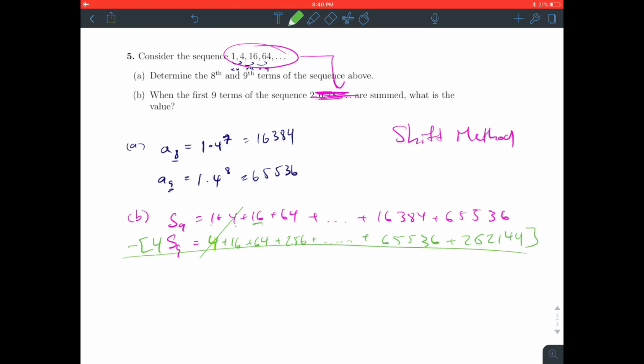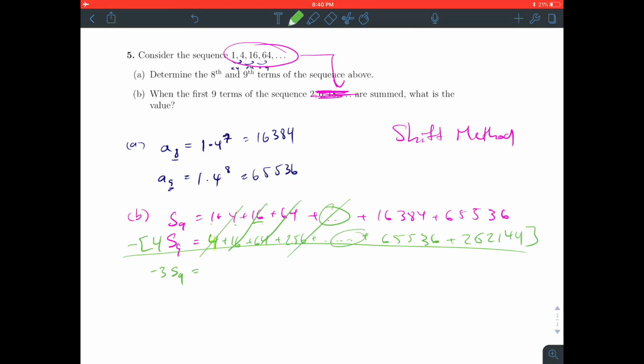subtract this whole thing from this whole thing. That leaves us with negative 3 s sub 9 is equal to, these all cancel out. Even though we didn't write 256, we know 256 will be there. Even though we didn't write 16384, 16384 will be there. These cancel out too, leaving us with 1 minus 262144. Divide by negative 3 on both sides.